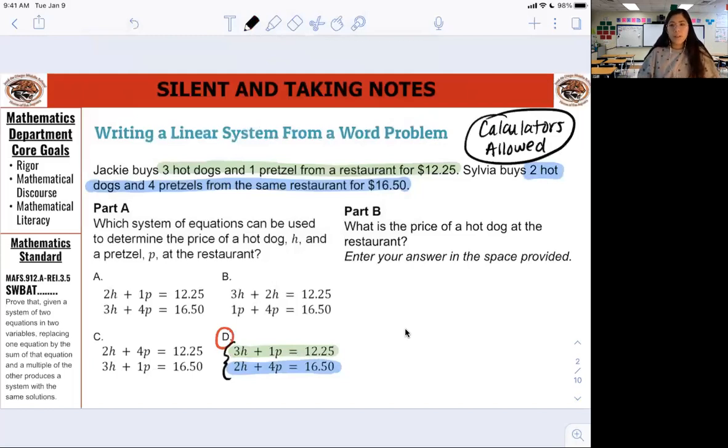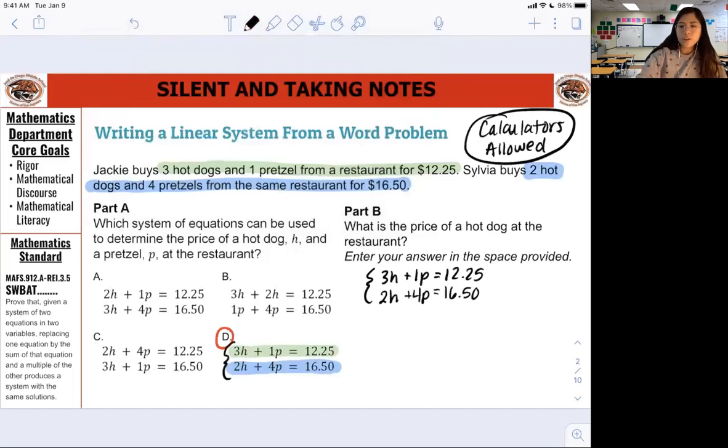Anyways, now we have a system of equations that we are going to solve, and we can solve it using elimination. So we're going to treat this just like an elimination problem. So I'm going to go ahead and write my system again. 3h plus 1p equals 12.25, and then 2h plus 4p equals 16.50.